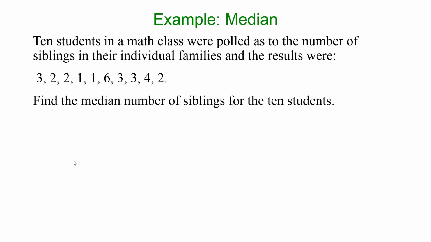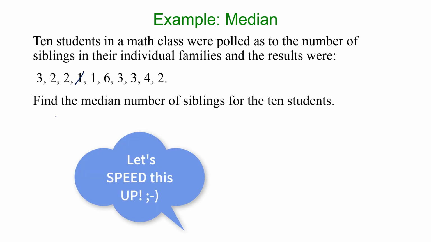All right, in order to put them in order, we're going to have to start with the smallest, and I want to make sure I don't miss anything, so I'm going to cross it off as I go. So we have 1 and 1. It looks like that's all the ones, and 2, and 2, and 2, and 3, and 3, and 3, and 4, and 6, and it doesn't look like I missed any. Let me count just to be sure. 1, 2, 3, 4, 5, 6, 7, 8, 9, 10 pieces of data. Good.